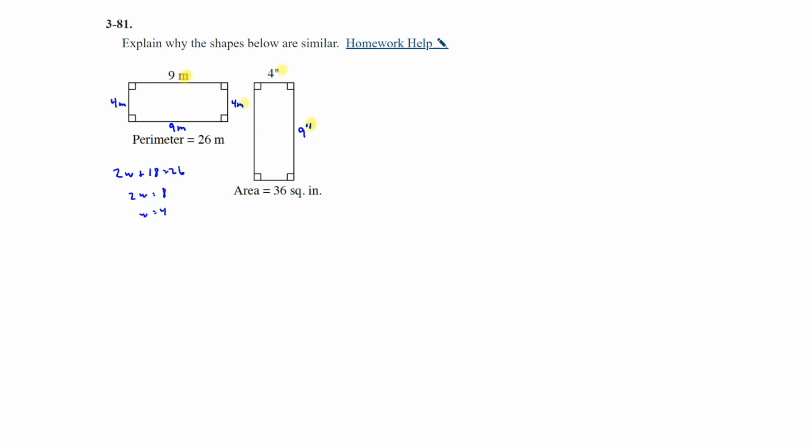So how can we explain that the shapes are similar? We know that the corresponding angles are all going to represent 90 degrees. So that's one thing. And then the other thing is the side lengths, even though it's in meters and inches, the corresponding sides still represent the same ratio. So 4 over 4, 9 over 9, 4 over 4, whatever it might be. Even if you change inches into meters, it's still going to represent that same ratio. So that's why the shapes below will be similar.